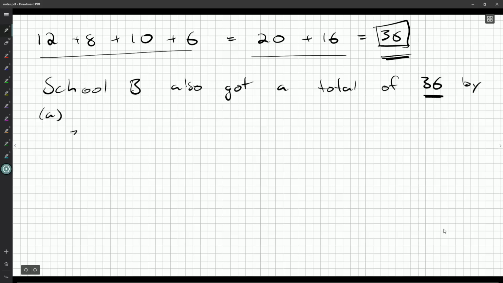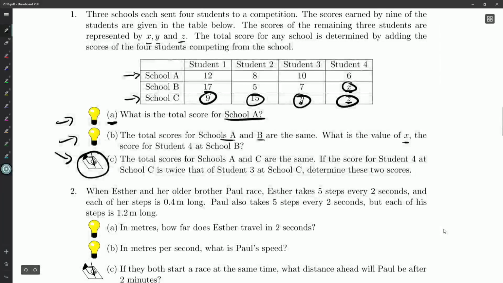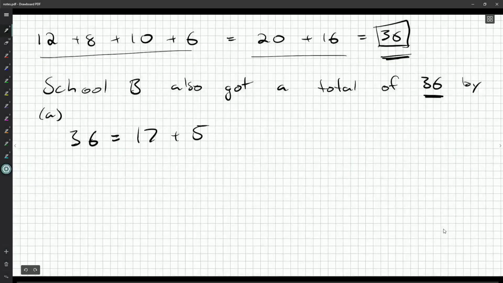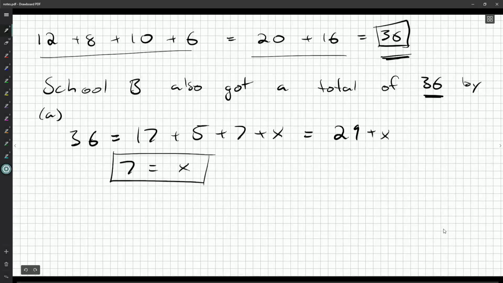And then I say, okay, well, 36 is the total of all these scores: 17, 5, 7, and X. 17 and 5 is 22, plus 7 is 29. And we subtract 29 from both sides. We'll get X is 7. So student 4 on team B got 7. You can say this if you want to, but again, it's a light bulb question. There's just going to be a little box.